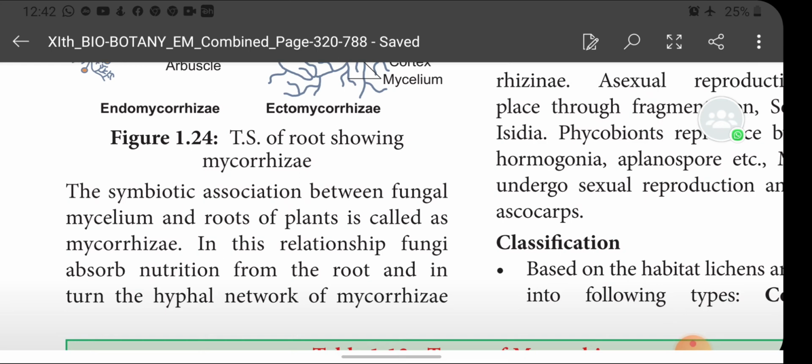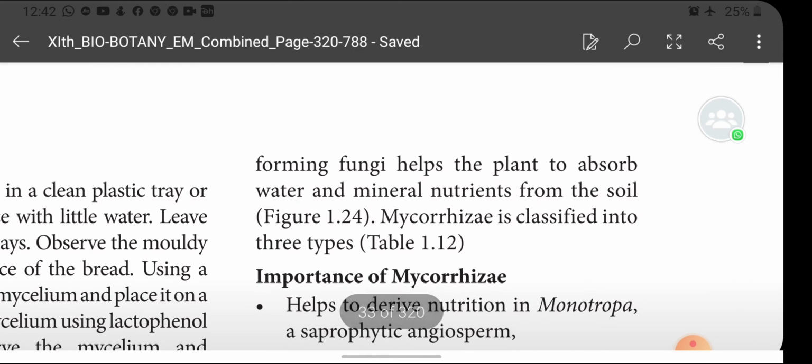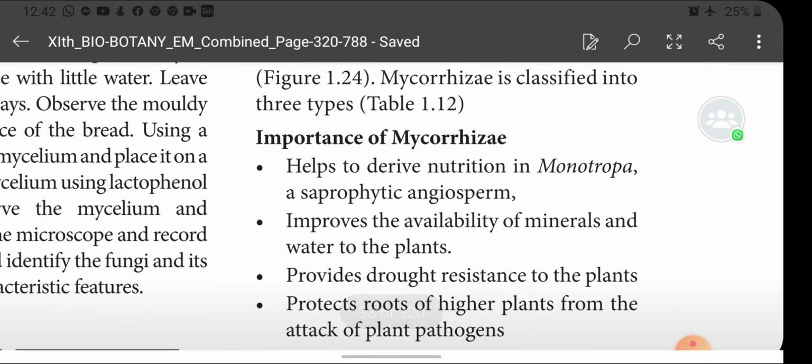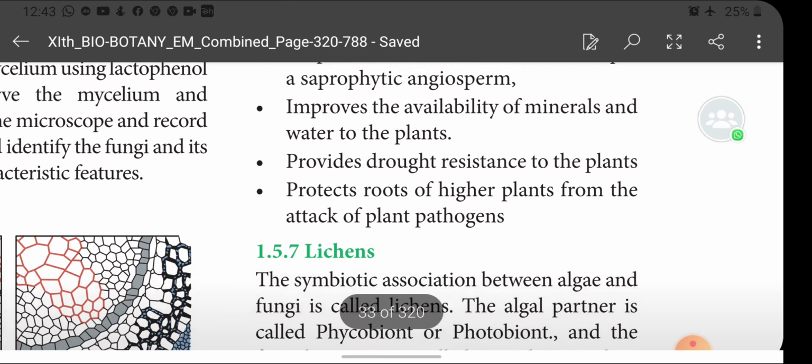In this relationship, fungi absorb nutrition from the root, and in turn the hyphal network of the mycorrhiza forming fungi helps the plant to absorb water and mineral nutrients from the soil. Mycorrhiza is classified into 3 types. Importance of mycorrhiza, a 3 mark question: helps to derive nutrition in Monotropa, a saprophytic angiosperm, improves the availability of minerals and water to the plants, provides drought resistance to the plant, and protects roots of higher plants from the attack of plant pathogens.